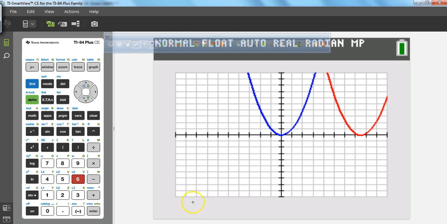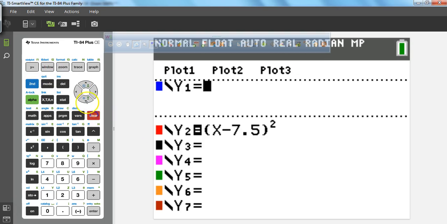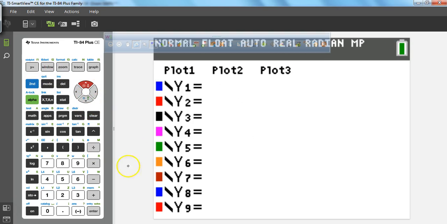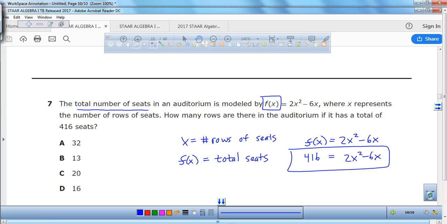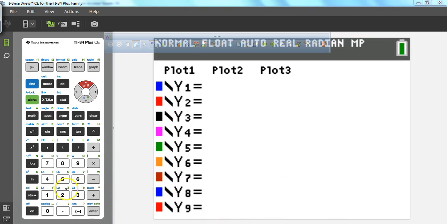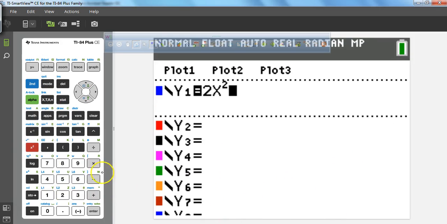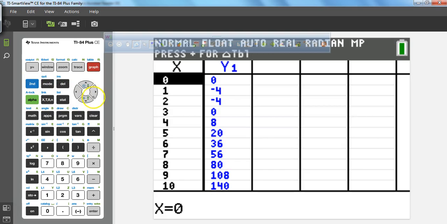So just go to your graphing calculator. Hit y equals, I'm going to clear this out, and type in our function. It says 2x squared minus 6x. Here we go. 2x squared minus 6x. And I'm just going to check the table, and see if we can get to 416.